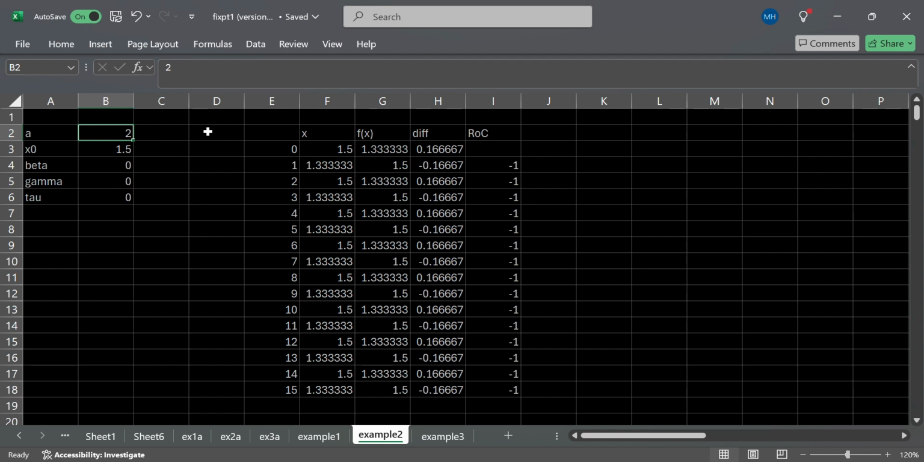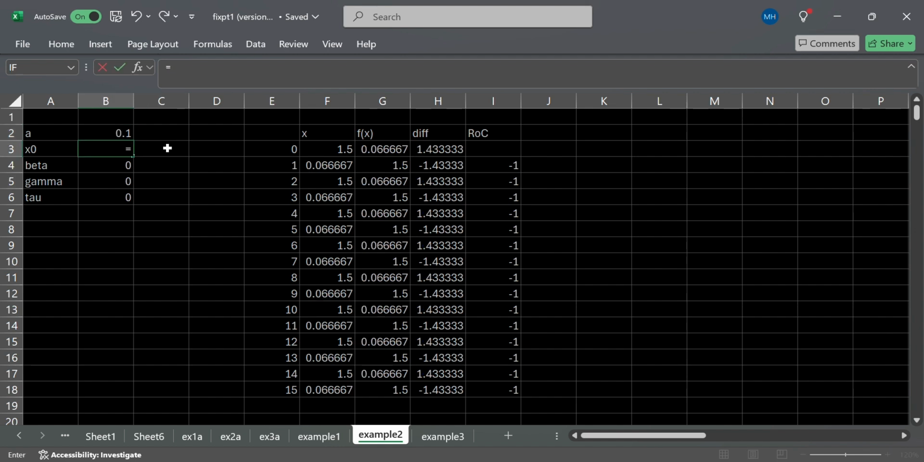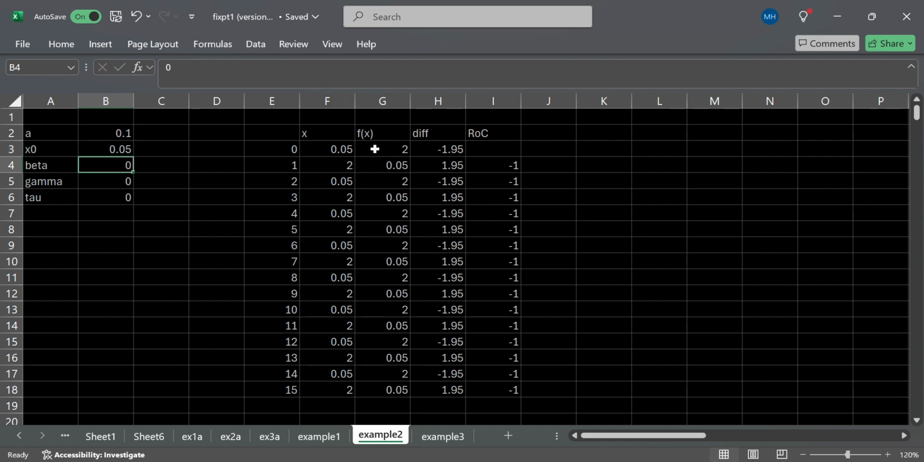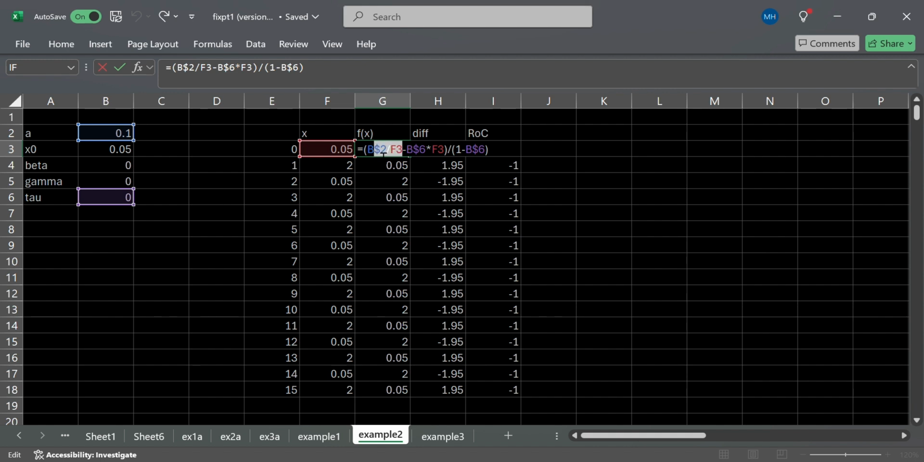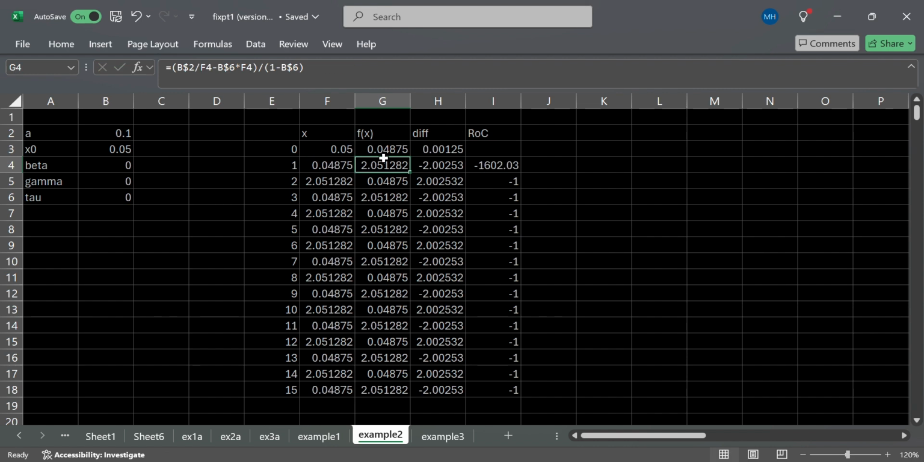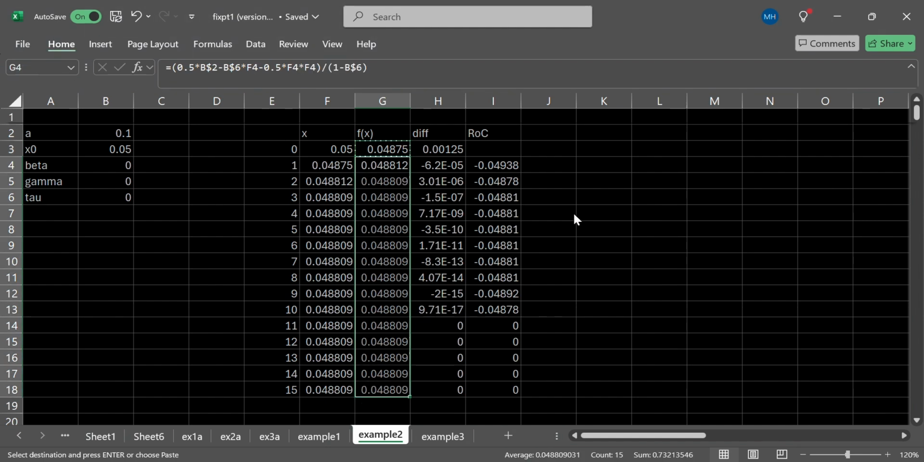Let's choose, let's say, 0.01, 0.1. Okay. The fixed point is close to 0.5 times A. So let's modify the formula. It's minus 0.5 times A, and then minus 1/2 x squared. Once we typed in the formula, we'll bring it down. See how well it converges.